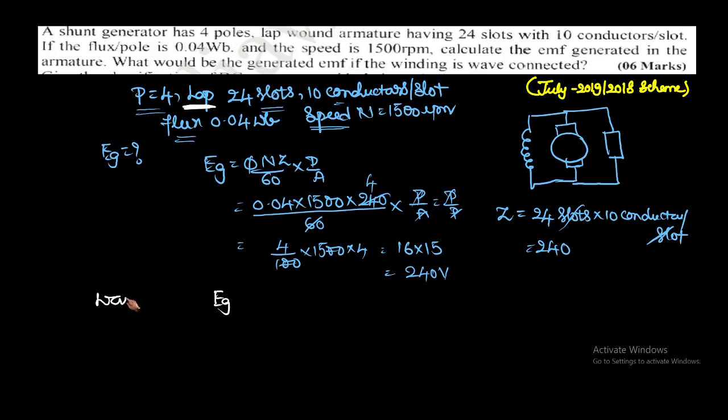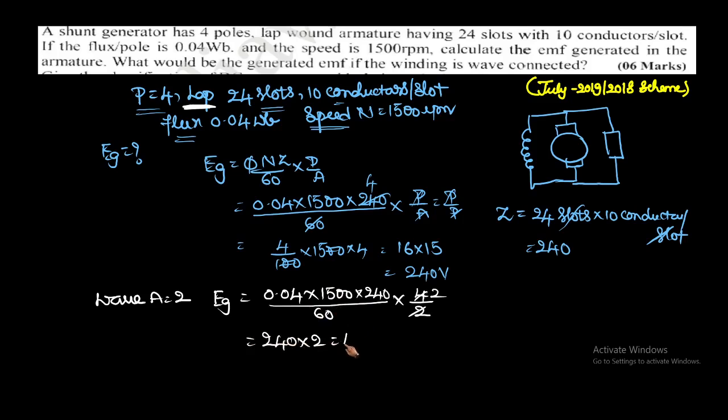So when it is wave connected, what is the change? A will become 2 only. So phi is 0.04 and 1500, and you got it as 240 divided by 60 into P, number of poles is given as 4, and number of parallel paths are 2. So into 2, whatever you got here, you have to multiply with 2, that is 240 into 2, that is 480 volts you are going to get.